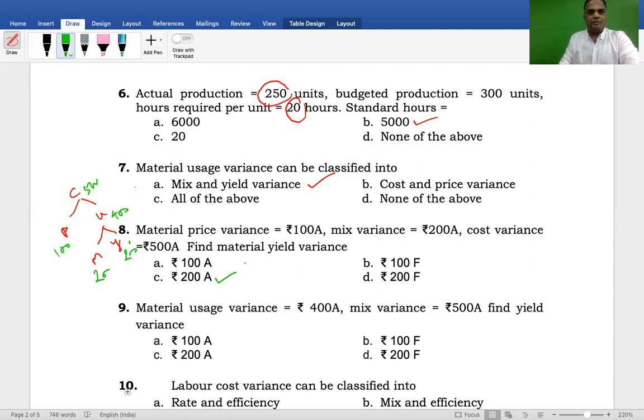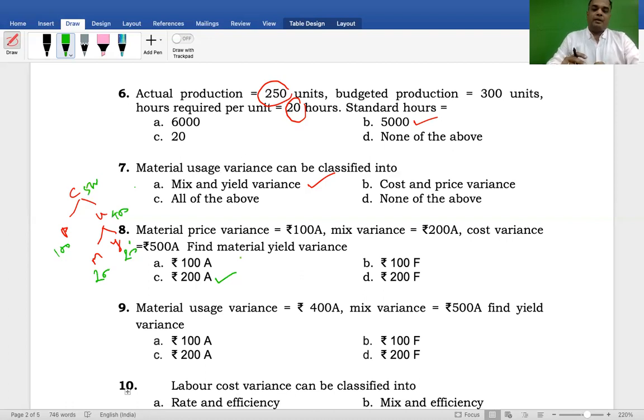Shall I repeat or are you comfortable? Cost variance is segregated into two parts: price and usage. Usage again is segregated into two parts: mix and yield. Answer: for the cost 500, price 100, therefore usage remaining 400. Out of usage, mix 200, therefore yield 200. Everything adverse. Check. All are comfortable with this? Good. Shall I go to the next one?